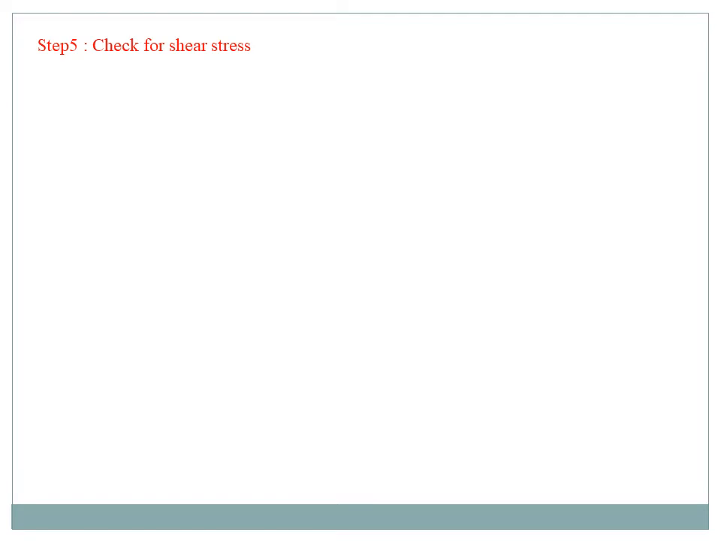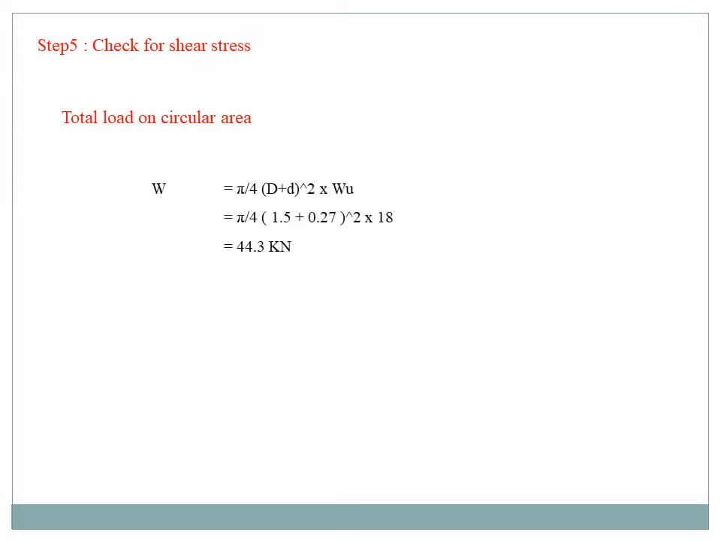Then step number 5, check for shear stress. So total load on circular area, W is equal to 4 by 5 by 4 into (D plus d) the whole square. Here capital D means column head diameter, and small d means effective depth. W is equal to total load. So apply all the values, and you get W is equal to 44.3 kilonewton.